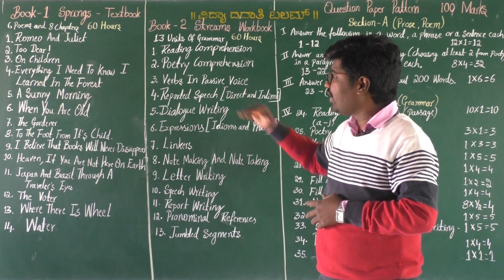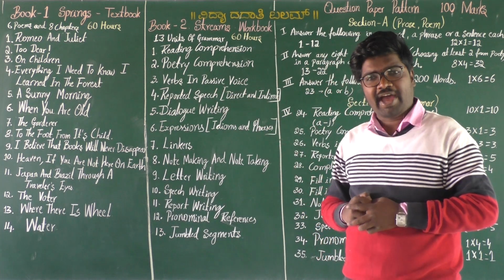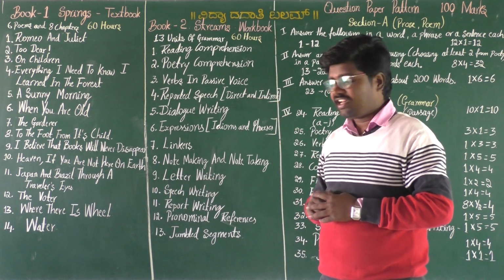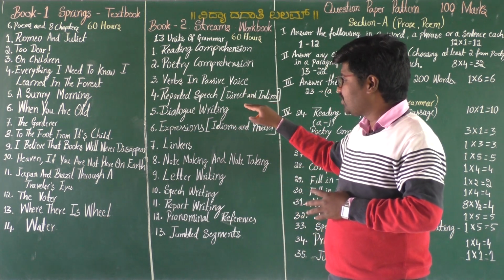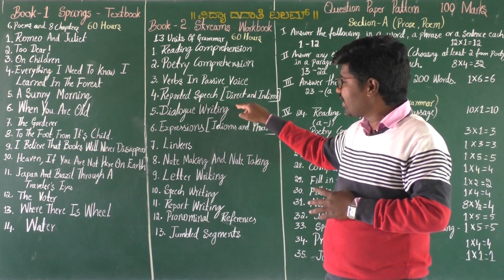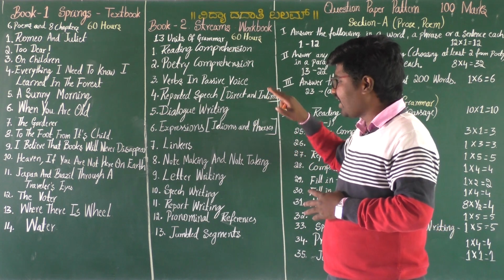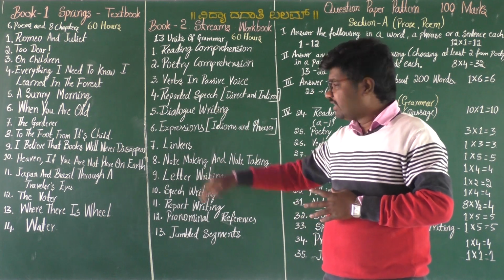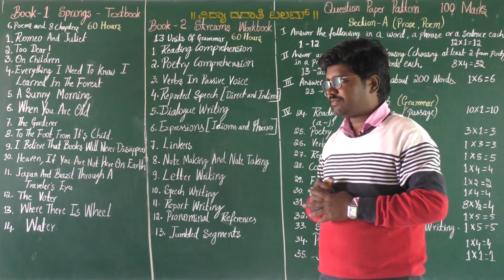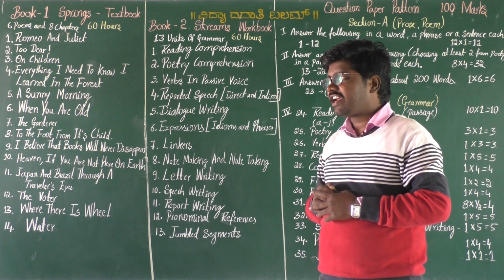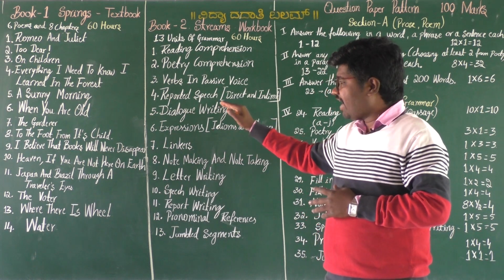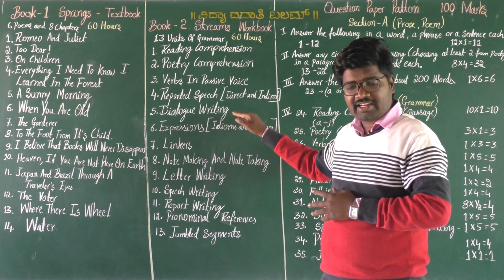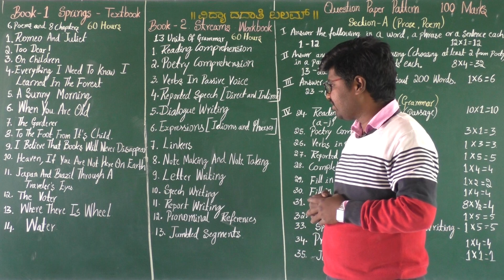Then the third one you have is verbs in passive voice. The fourth one you have is reported speech. In reported speech we can see direct and indirect speech. And the fifth one you have is dialogue writing. As you are familiar with film dialogues and drama dialogues, we can find narrations like that.